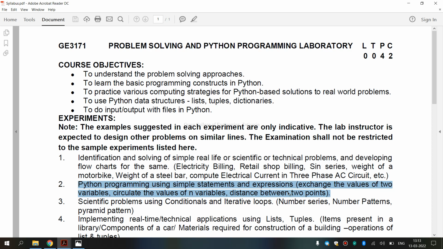Now let's see what is an expression. An expression evaluates to a value. A statement executes something. The evaluation of a statement does not change its state.